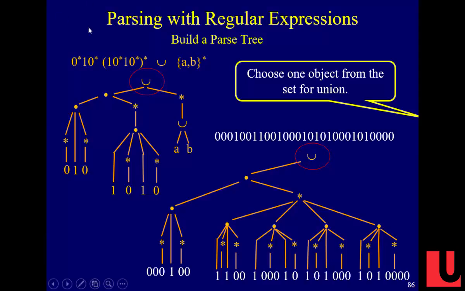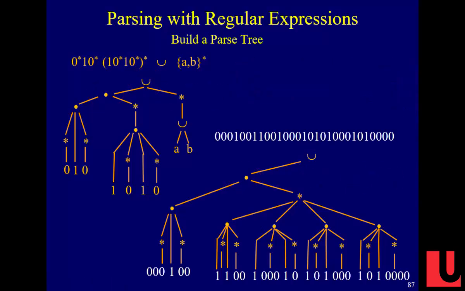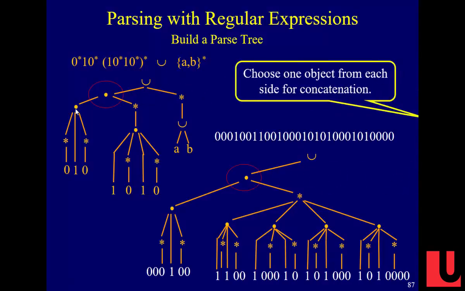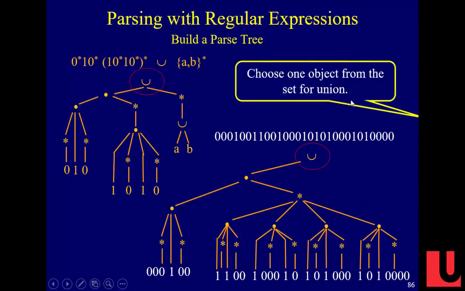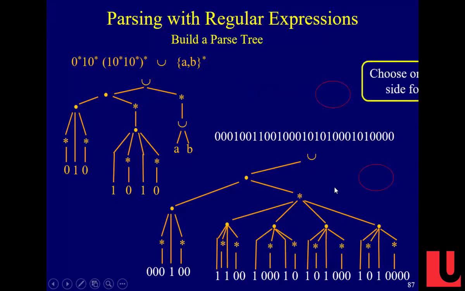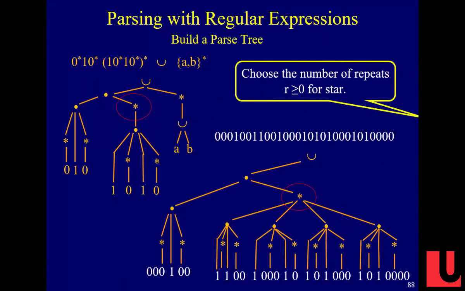He was talking about this union being the union between this A and this B. All right. Here, we choose one. Here you have to choose something from both sides: choose one object from each side for concatenation. Did I do union before? Here, for union, I chose one object from one side, either one side or the other. Choose one object from the set for union. You go one direction or the other. And here you choose both, and here you get to choose your R value.